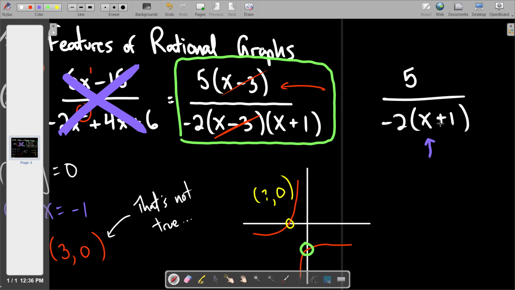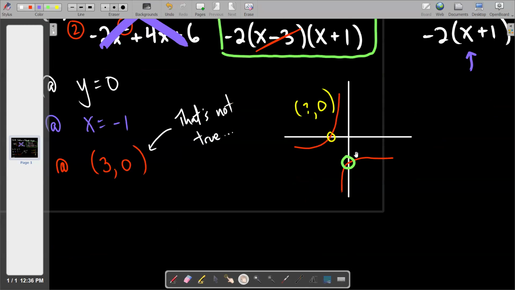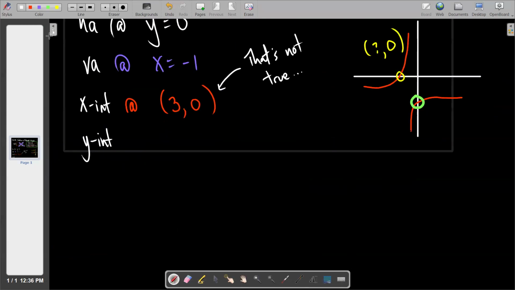What's negative 2 times 1? And the answer comes out to be 5 over negative 2. So we can now say that there is a y-intercept at the point 0, negative 5 halves. You could call that negative 2.5, or you could just call it negative 5 halves.